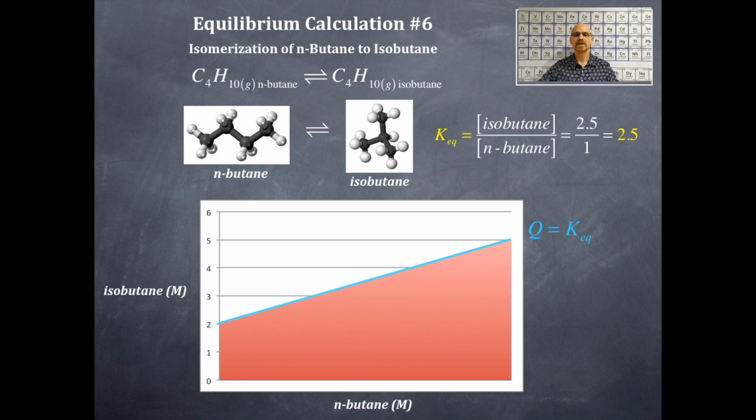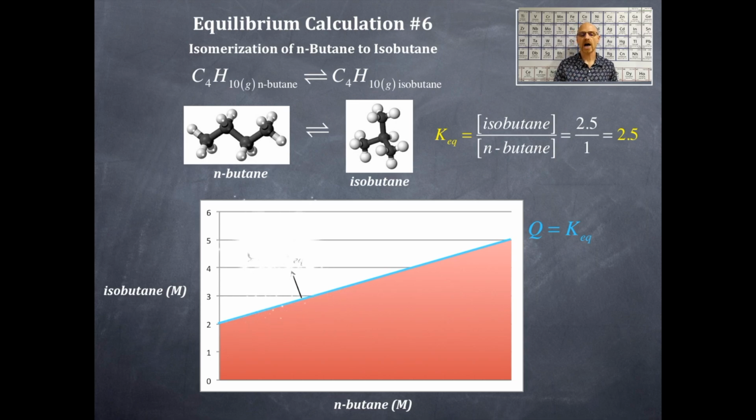There's an infinite number of values that give me the value of 2.5. 2.5 to 1 is just one of them, right? 5 over 2 is one of them. So there's a variety of different ways of which you can get 2.5 from the isobutane and N-butane concentrations. Truly an infinite number of them. And that's why this is a solid line.